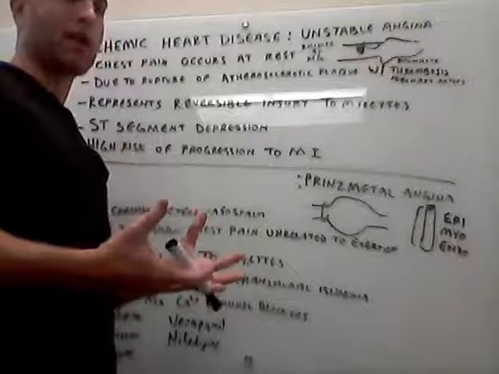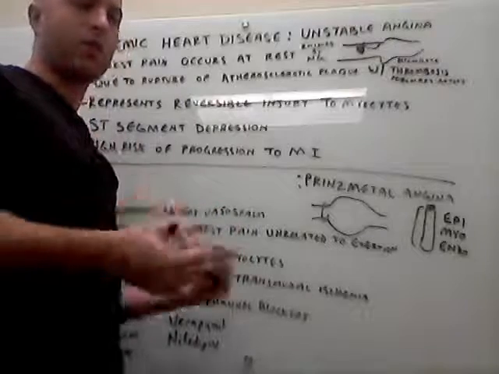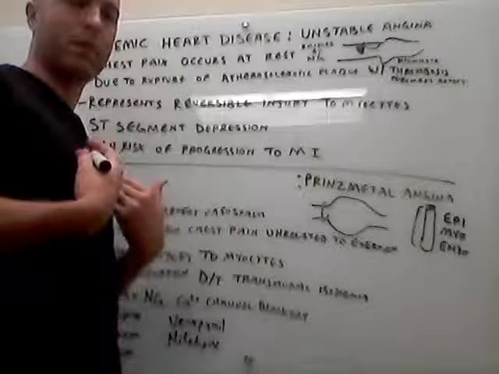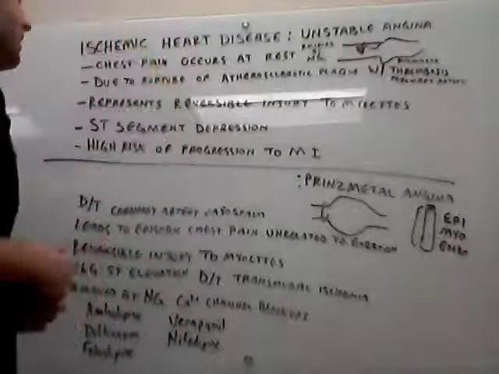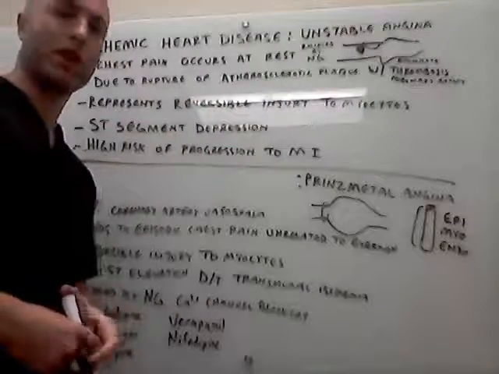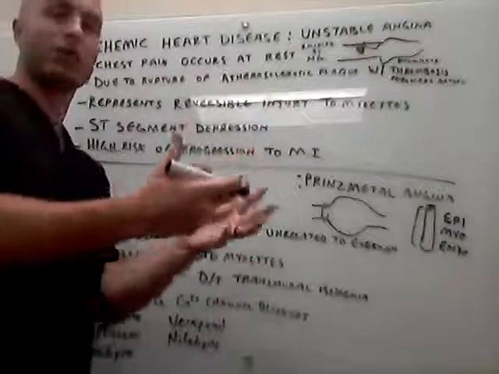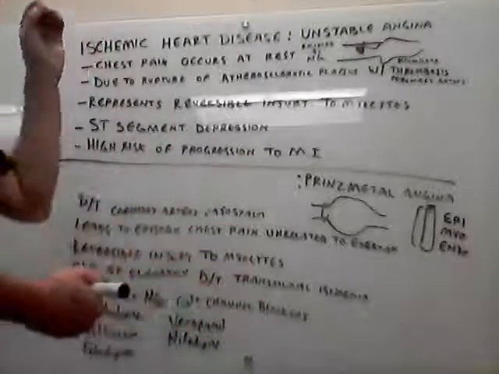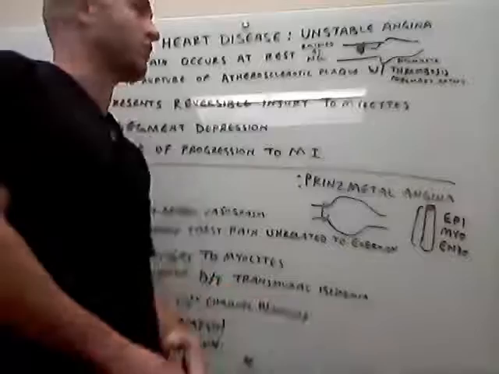Before, with a stable angina, the person could just stop running around and their myocytes would get enough oxygen from blood and they'd be okay. But in this case, the chest pain is occurring at rest, and the main thing that you give them, you notice here, is that it's relieved by nitroglycerin, whereas stable angina was relieved by rest or nitroglycerin.